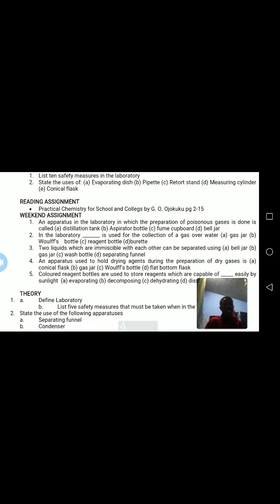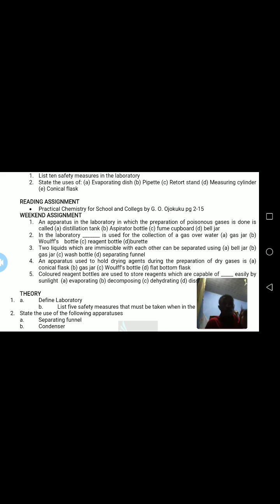Number 2. In the laboratory, dash is used for the collection of a gas over water. A. Gas jar. B. Wolf bottle. C. Regent bottle. D. Burette. What's your answer? Put it down. In the laboratory, dash is used for the collection of a gas over water. A. Gas jar. B. Wolf's bottle. C. Regent bottle. D. Burette.